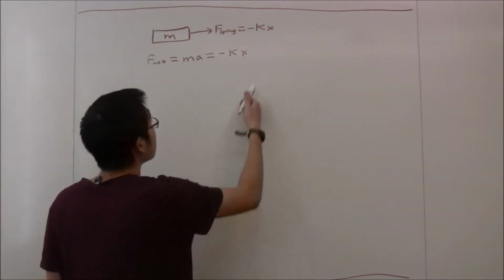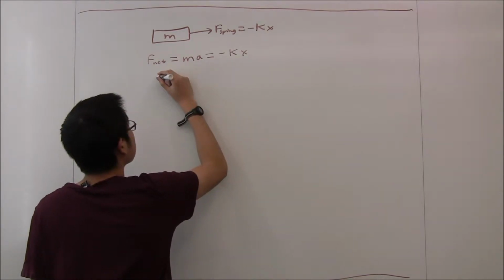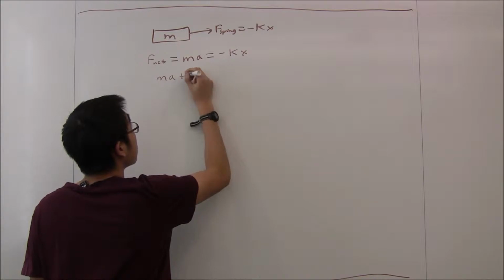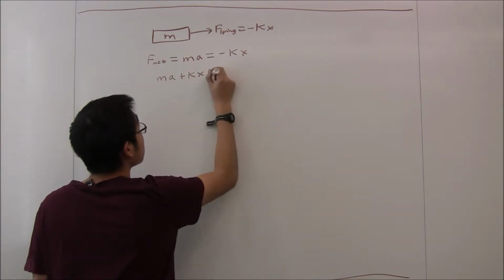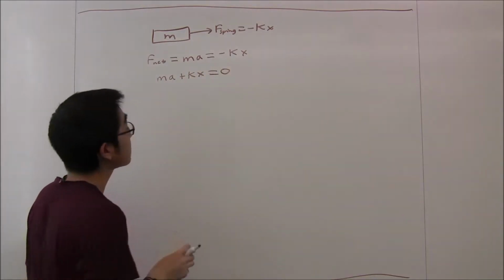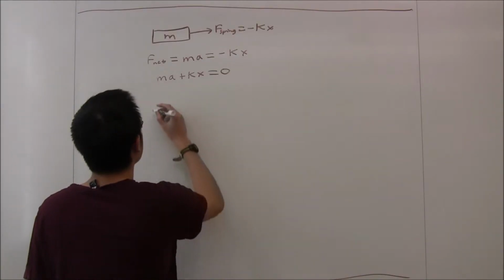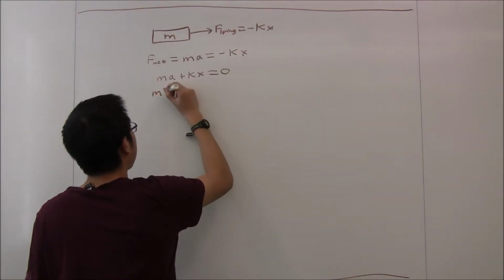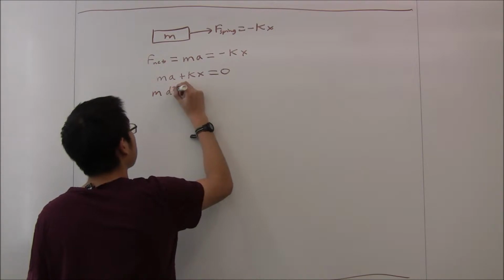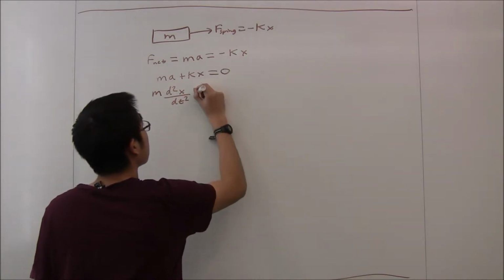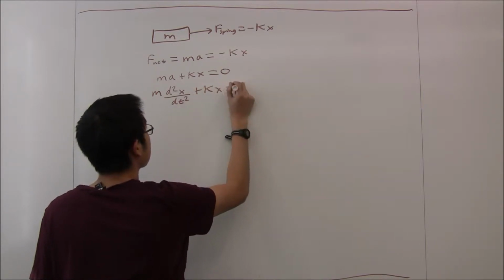Now, if we move everything to one side, we get that mass times acceleration plus kx is equal to 0. Now, recall that the acceleration is just the second derivative of the position with respect to time. So we actually have the mass times the second derivative of position with respect to time plus kx is equal to 0.